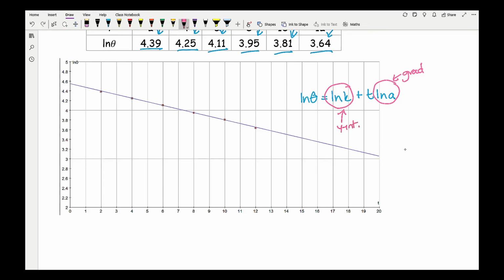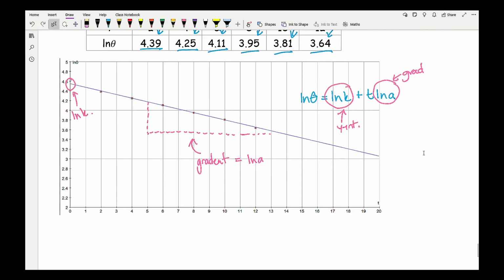Obviously, using the graph, I could find out what these values are. Depending on how accurate you are, you can read that value, and also draw your triangle, remembering that it's going to be a negative gradient because the line's going downwards. I can then work out my gradient to work out what A is going to be. So this gradient will equal ln A, whereas this y-intercept value is going to be ln K. And then from that I can work out what A and K are going to be by taking the E of both sides.